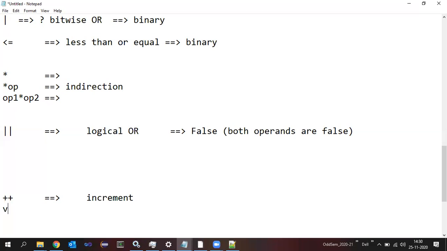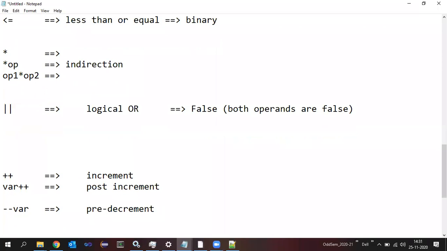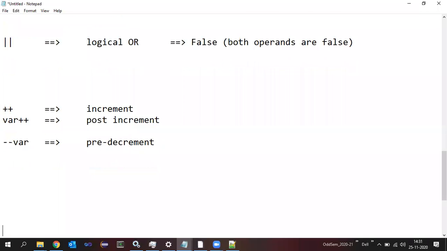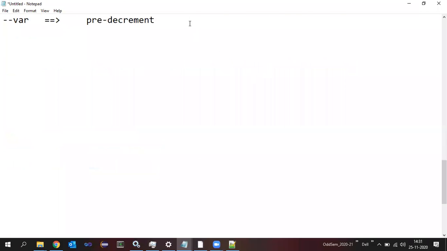Now, if I write something like variable name plus plus, then what type of increment is it? Post-increment. If I write minus minus a variable, then what is it? Pre-decrement. Yes, pre-decrement. Very good. Okay, now let us go to the second type of questions.